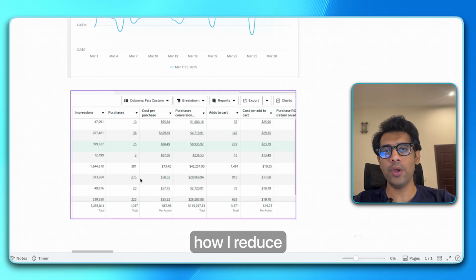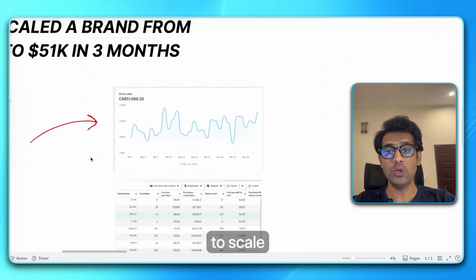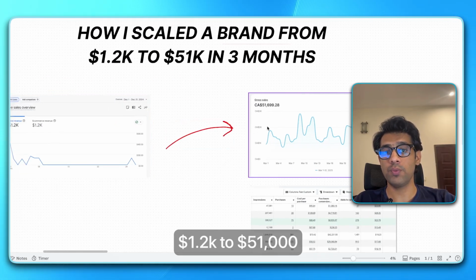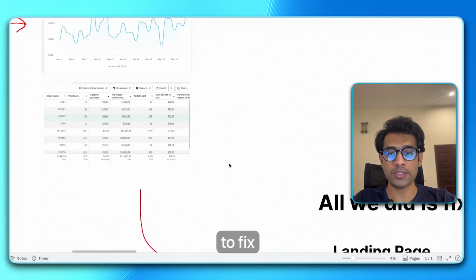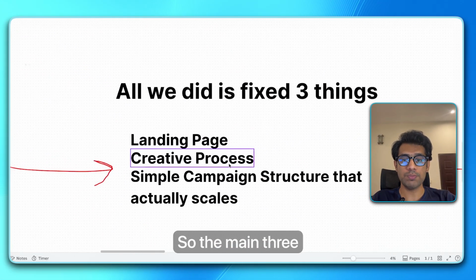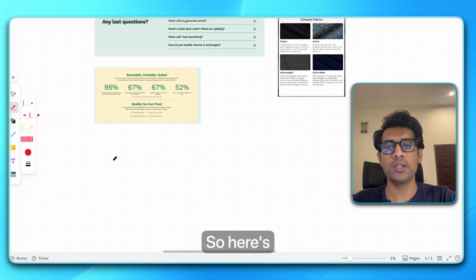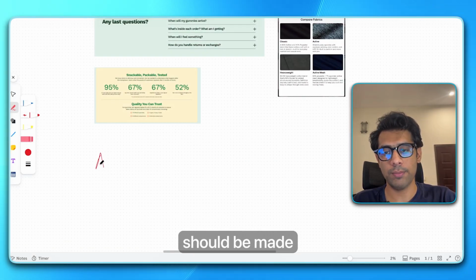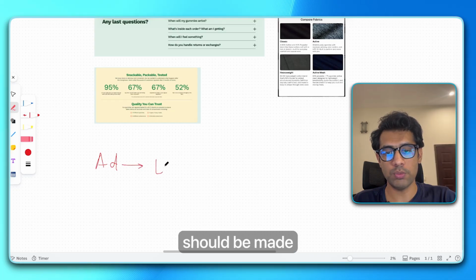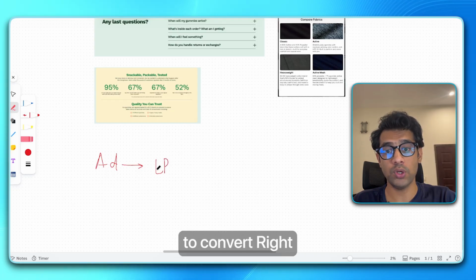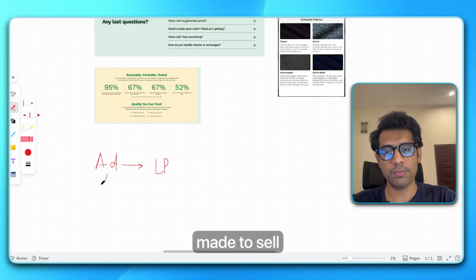So the question is how I reduced the CPA and how I was able to scale this brand from 1.2k to $51,000, and how you can do it too. There are three main things that you have to fix for every business, right? So here's how things work. Your ad should be made to sell the click, right? And the landing page should be made to educate people enough to convert, right? So the ad should only be made to sell the clicks.